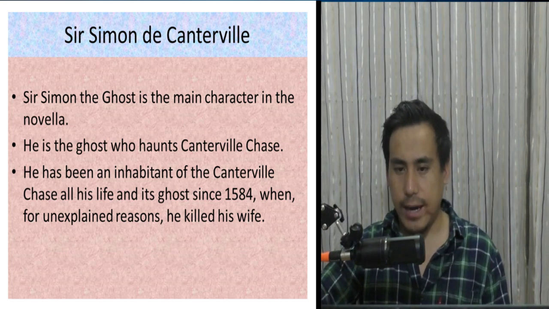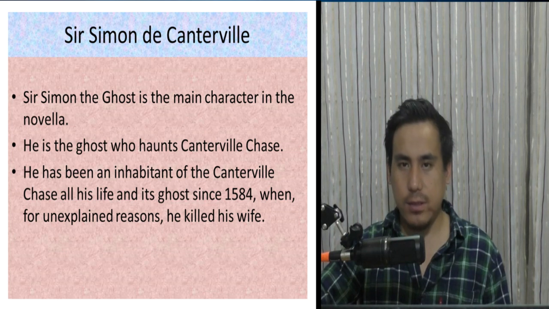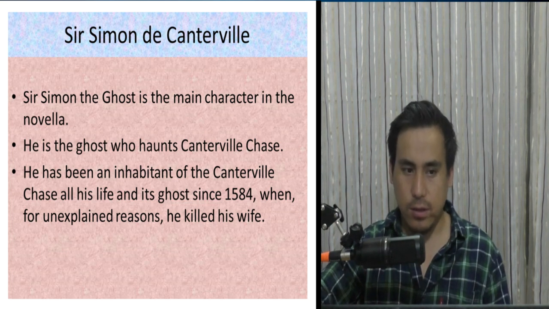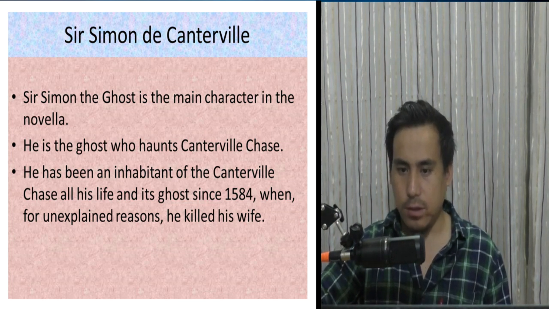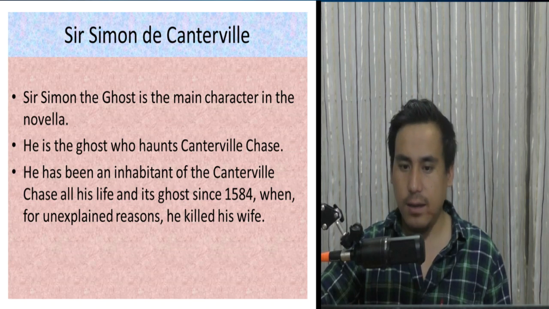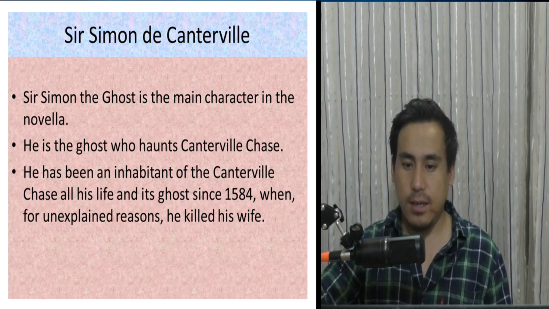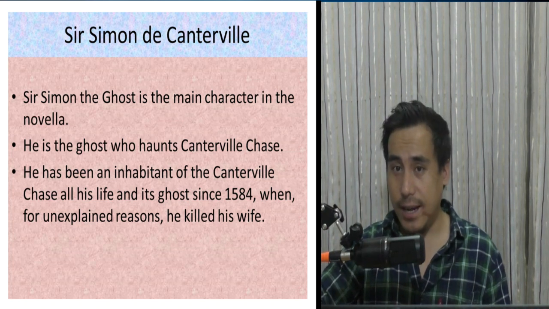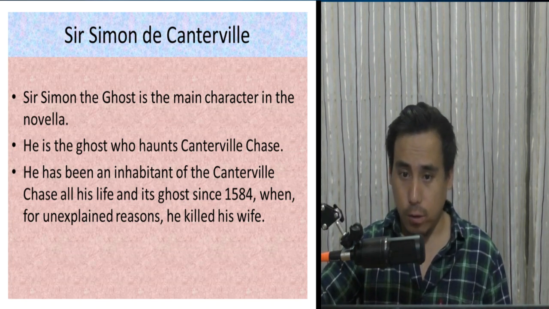So a quick recap: Virginia Otis and the ghost. These are the two main characters. Sir Simon, the ghost, is the main character in the novella. He is the ghost who haunts Canterville Chase. He has been an inhabitant of the Canterville Chase all his life, and its ghost since 1584, after he was starved to death by his brothers-in-law.